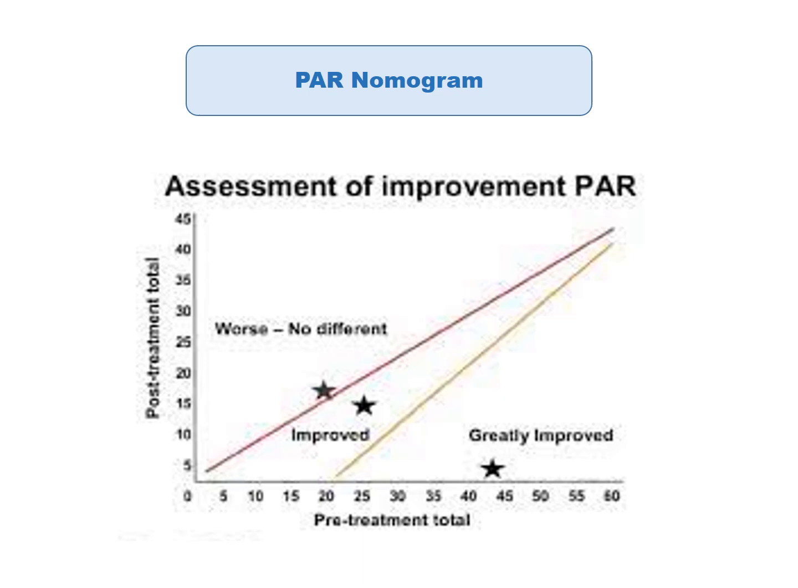So if you look at this example here, if the pre-treatment score is 20 and the post-treatment score is around 18, then the patient's malocclusion has not shown much improvement with treatment. And in the second example, if the pre-treatment score is 25, post-treatment is 15, then there has been improvement with treatment. And if the pre-treatment score is 43 and the post-treatment score is about 5, then the patient's malocclusion has greatly improved with treatment.